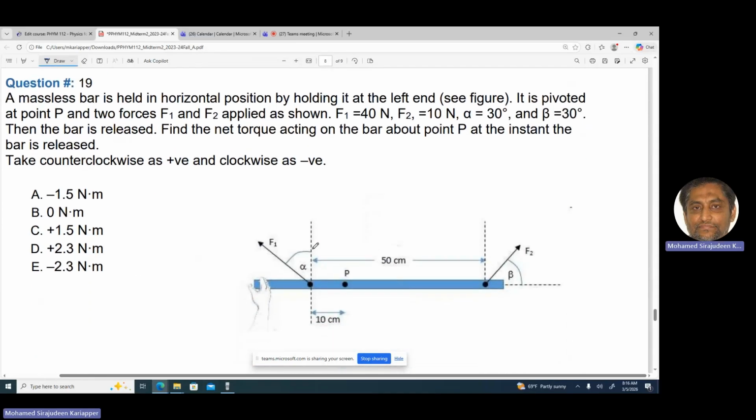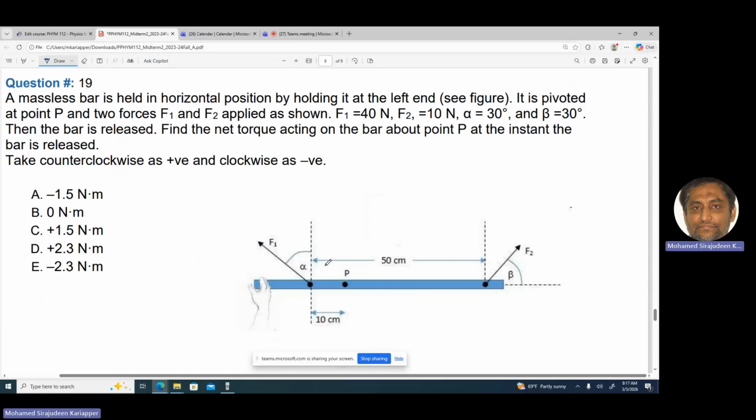Okay, now we are in question 19. So again torque, but this time we are adding more forces. Each force will have a torque. A massless bar is held in horizontal position by holding it at the left end. It is pivoted at point P, and two forces F1 and F2 are applied, and the values and angles are given. To find the net torque acting on the bar about the point P at the instant the bar is released. Okay, so somebody is holding it here.